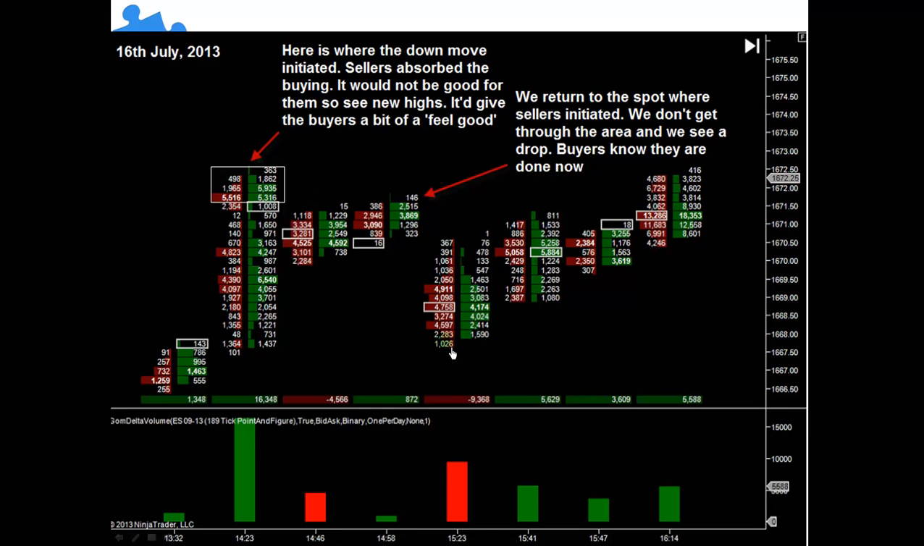But what you're generally going to see as you move up, when a move initiates, is more trades on the offer side than you do on the bid side. Now the problem with the footprint here is you see all the trades on the way up and the way down. The footprint's not a very good tool to use historically.